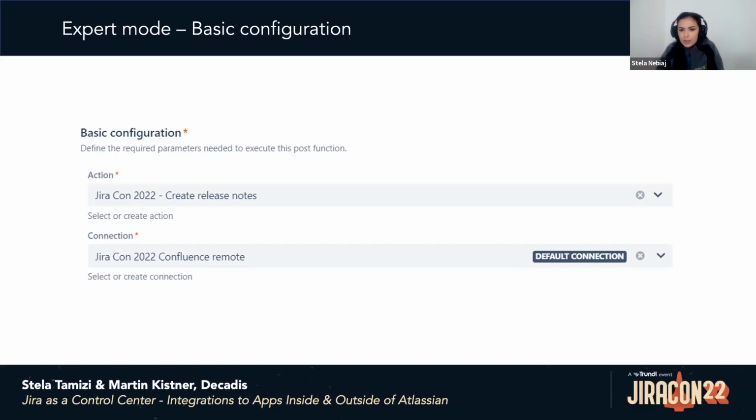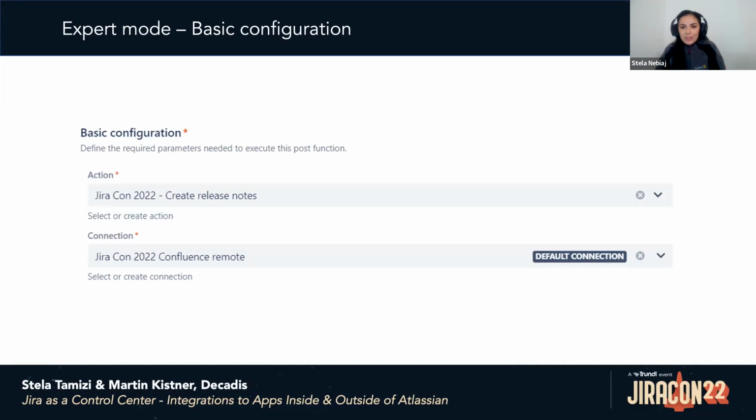And the first section is the basic configuration. Here you can put the core parts for setting up the connection with the external, the communication with the external service. In this case, what you need is an action, which is the actual job that the post function should do. And in this case, it's creating a release note page. And the connection is the communication bridge to the other service.